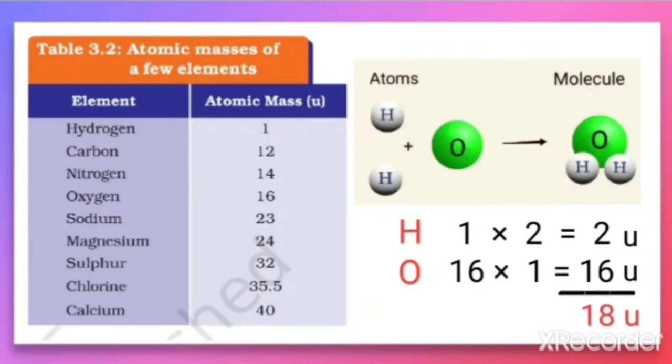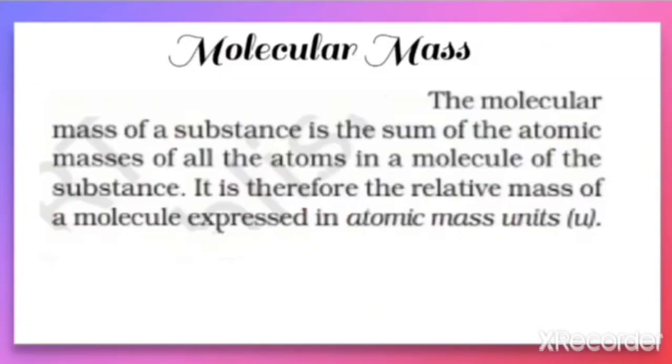So let us once again define molecular mass. The molecular mass of a substance is the sum of the atomic masses of all the atoms in a molecule of a substance. That is important. It is the sum of the atomic masses of all the atoms present in that molecule. That means you have to consider each and every atom in that molecule. Then the sum of its atomic masses will give rise to the molecular mass.